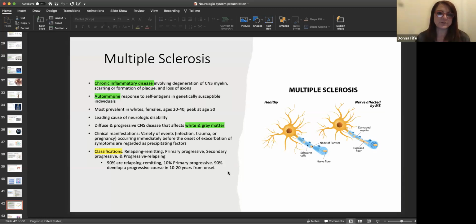Clinical manifestation, there's a variety of events. Different things like an infection, trauma, or pregnancy can spark this, and they occur immediately before the onset of an exacerbation of symptoms; these are considered to be precipitating factors. These can be classified as relapsing remitting, primary progressive, secondary progressive, and progressive relapsing. 90% are relapsing remitting, about 10% are primary progressive, and 90% develop a progressive course in 10 to 20 years from onset.